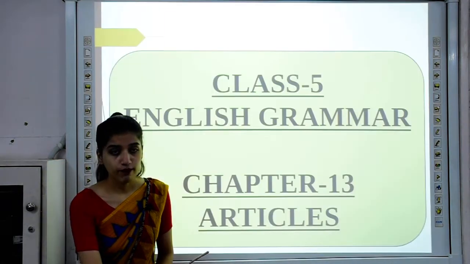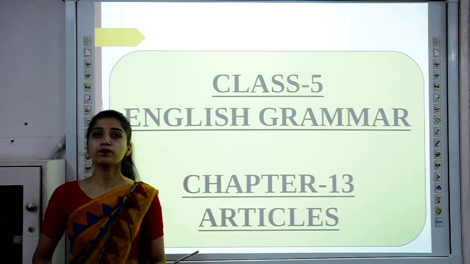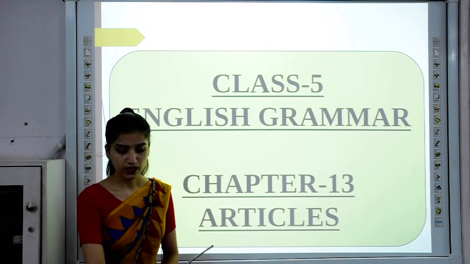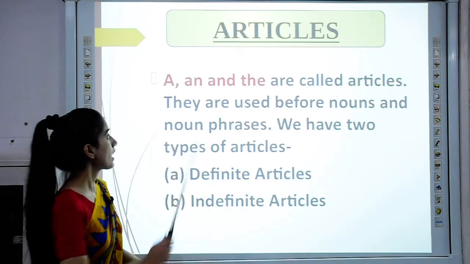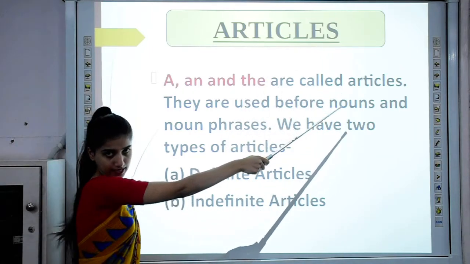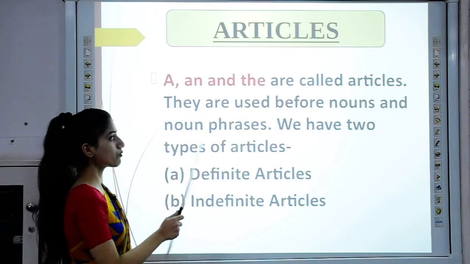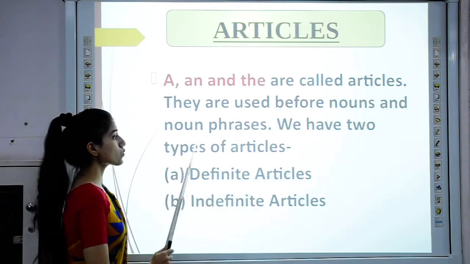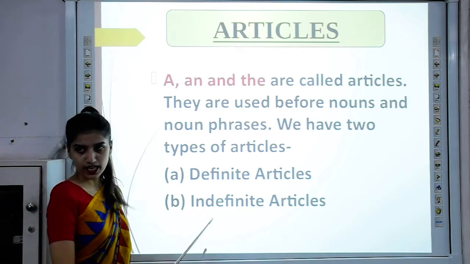Today we are going to do chapter number 13, articles, of your grammar book. Now let's see what articles are. A, an and the are called articles. They are used before nouns and noun phrases. We have two types of articles, definite articles and indefinite articles.